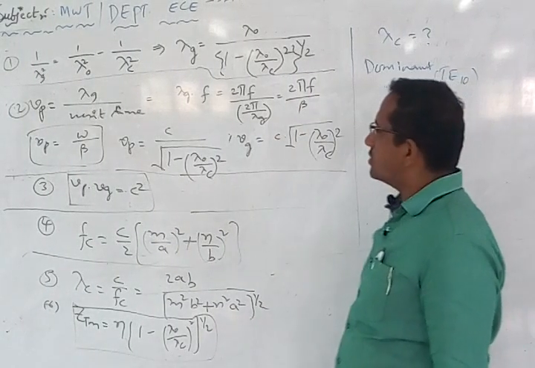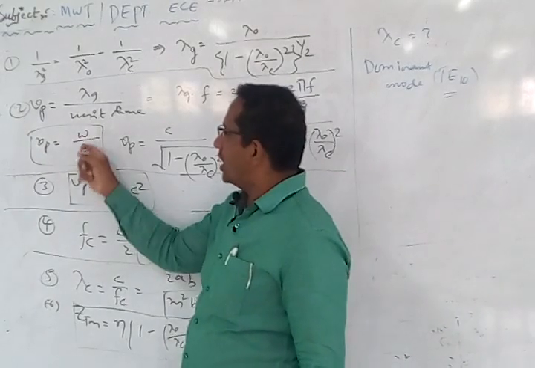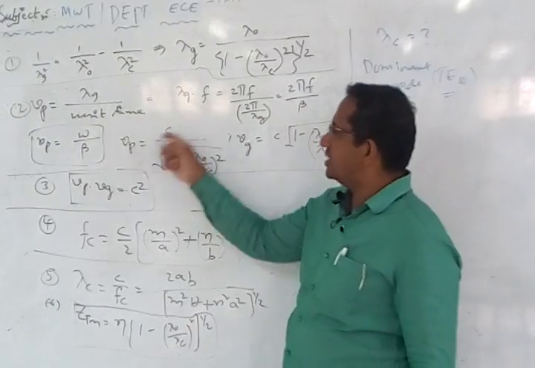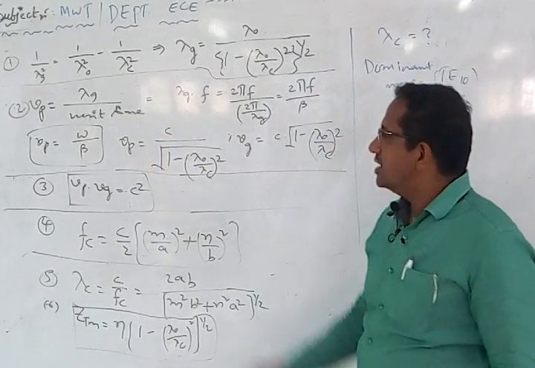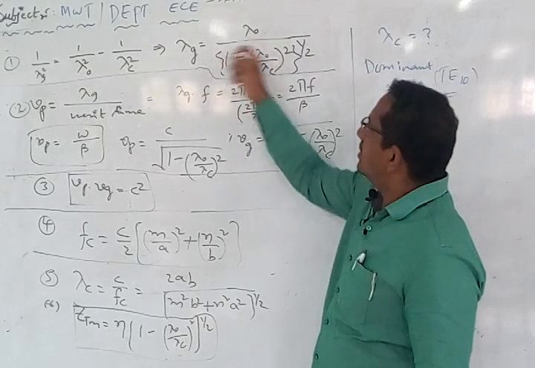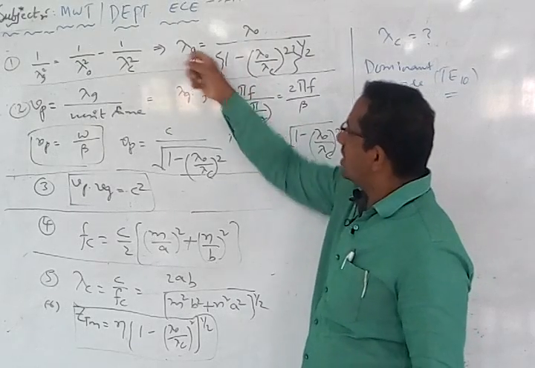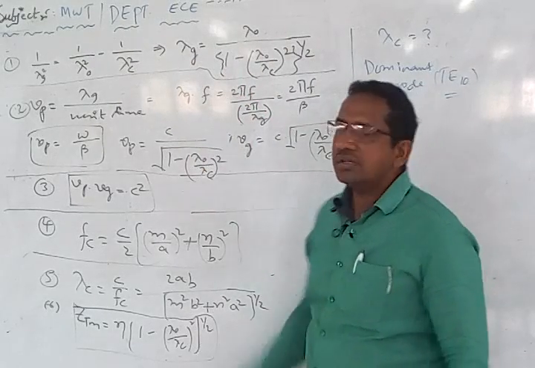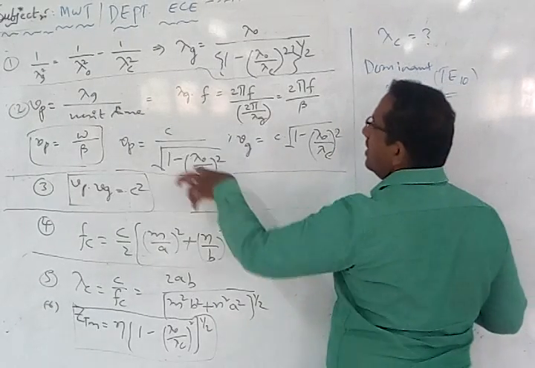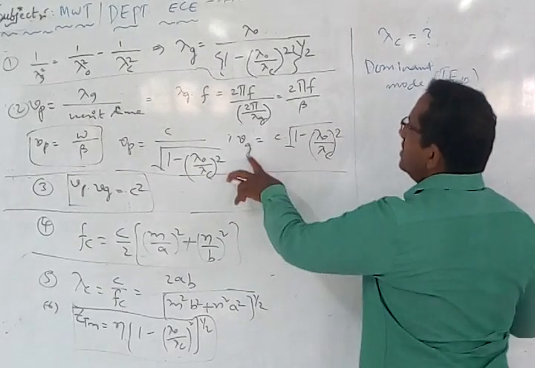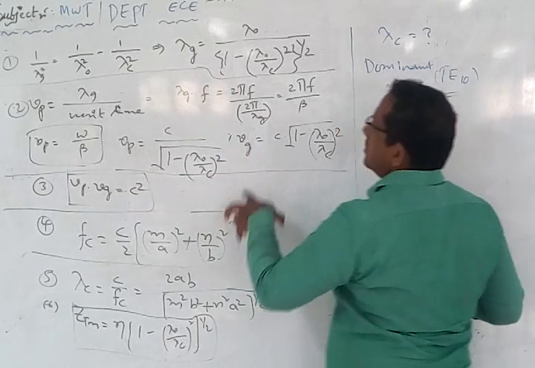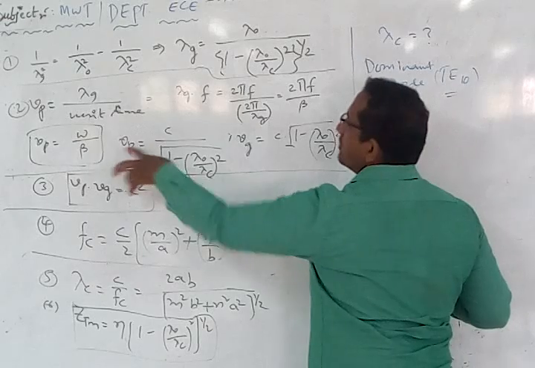So one of the formulas we can have is Vp is equal to omega by beta. Another formula is Vp is equal to c by the square root of this factor, where c is the velocity of light. Whatever factor we have in the denominator of lambda g, the same factor we use in the calculation of the phase velocity. So it is simply c by this factor. What is Vg? Vg is group velocity. G stands for group, P stands for phase.